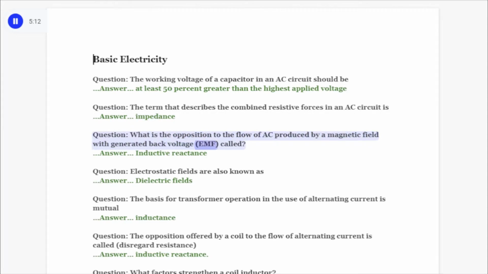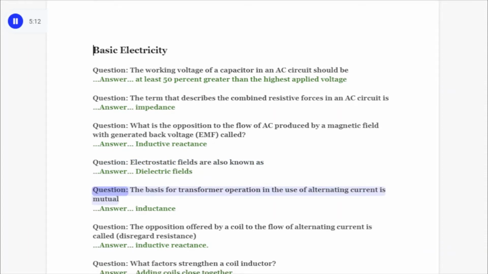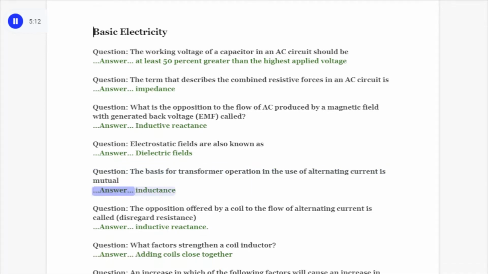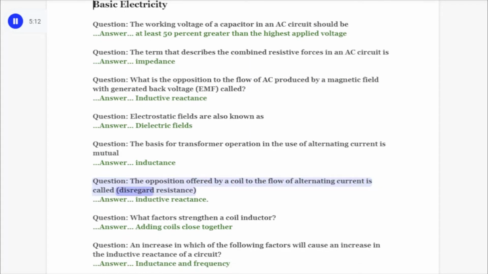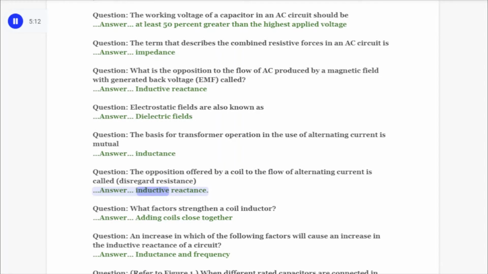Question. What is the opposition to the flow of AC produced by a magnetic field with generated back voltage, EMF, called? Answer. Inductive reactance. Question. Electrostatic fields are also known as. Answer. Dielectric fields. Question. The basis for transformer operation and the use of alternating current is mutual. Answer. Inductance. Question. The opposition offered by a coil to the flow of alternating current is called. Disregard resistance. Answer. Inductive reactance.